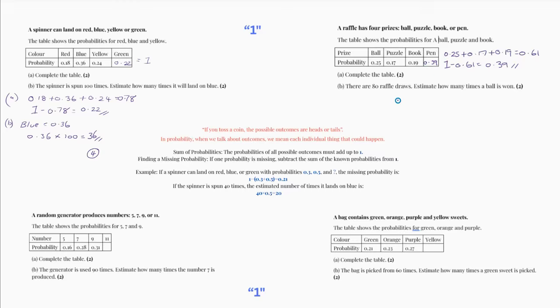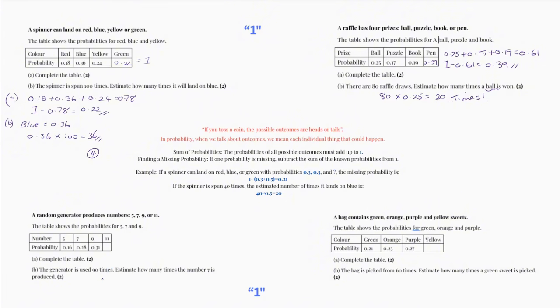There are 80 raffle draws. Estimate how many times a ball is won. Doing exactly the same, we're looking at a ball this time, not a colour. So the ball is 0.25. So we're going to do 80 times 0.25, which gives us 20. So 20 times a ball is won. Nice and easy. Next one.